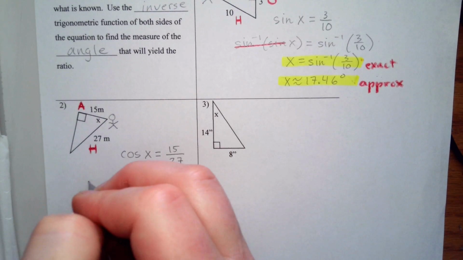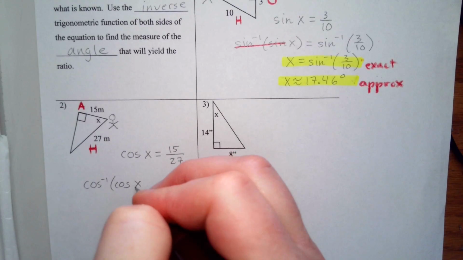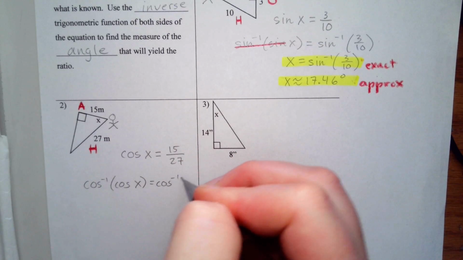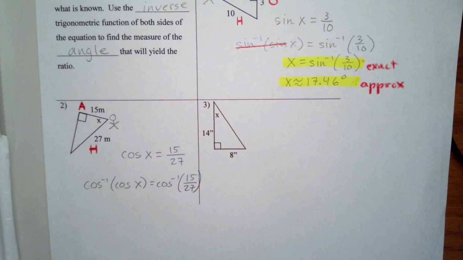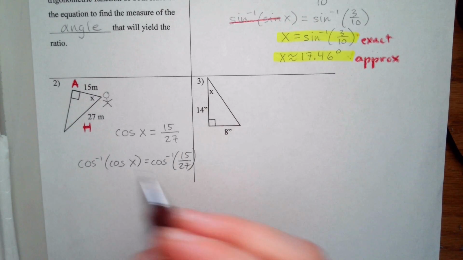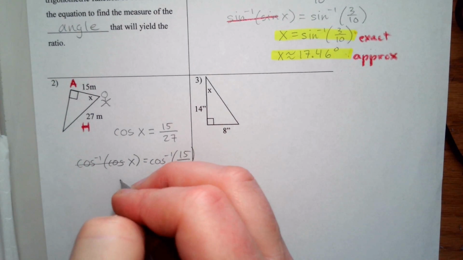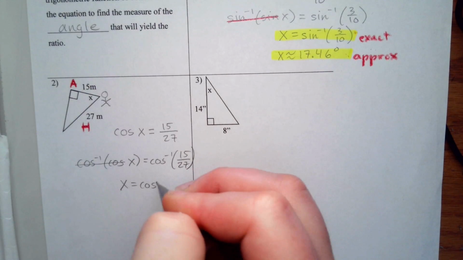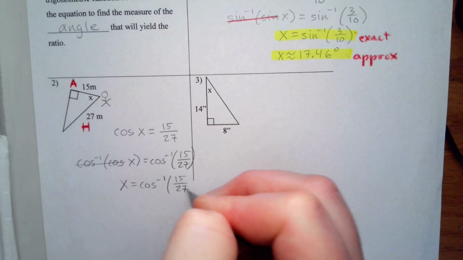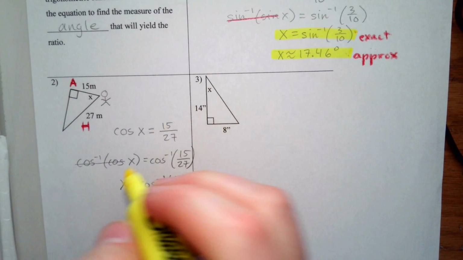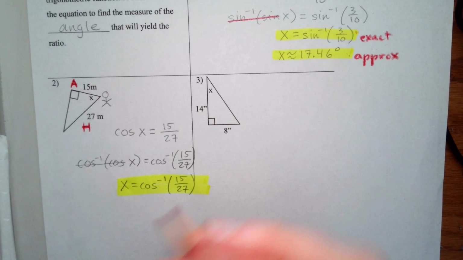Okay, we take the inverse of both sides. And once again, this is more Math 3 level-ish. The inverse cosine and cosine cancel each other out, quote unquote, and so therefore I'm left over with x. So x equals the inverse cosine of 15 over 27. That is technically your exact answer. That's all I can do if I didn't have a calculator to approximate. So there's my exact.